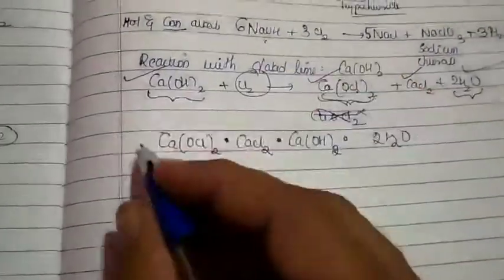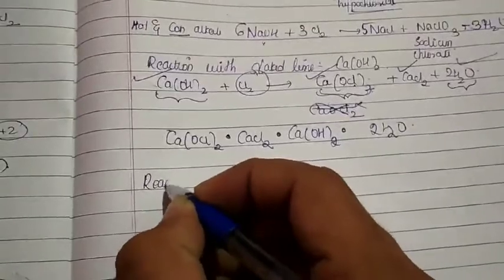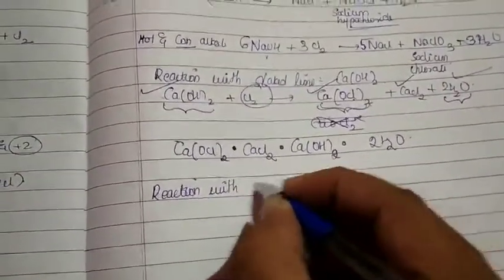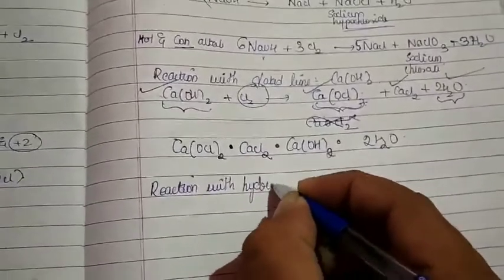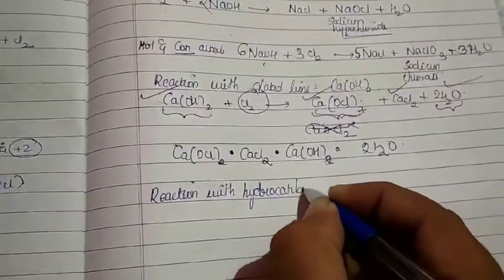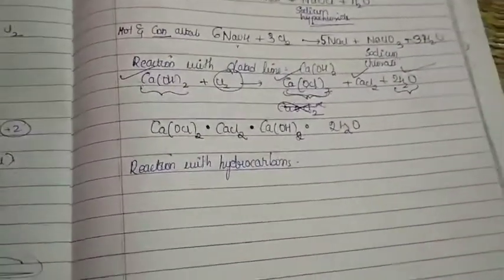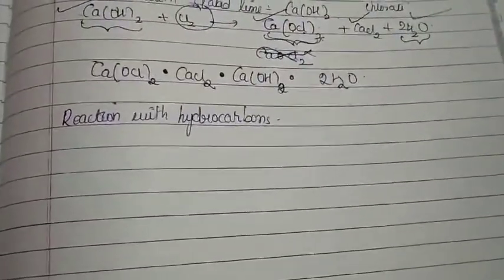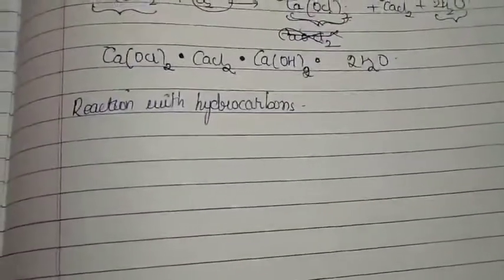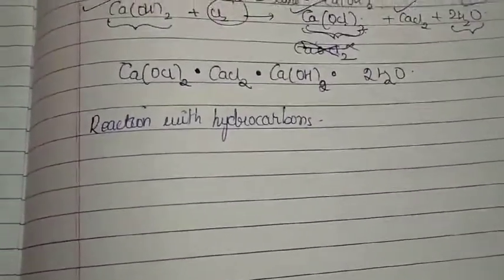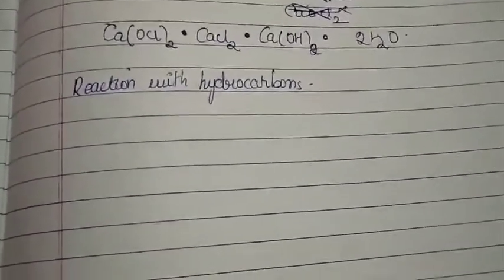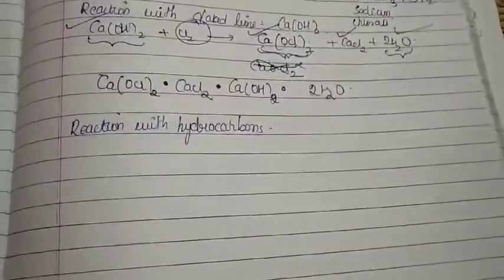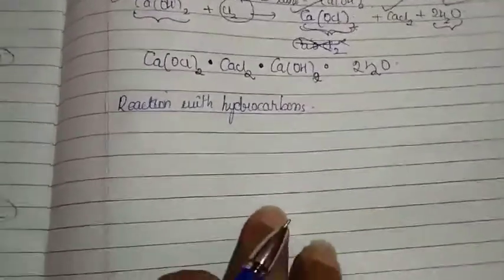Coming now to the reaction with hydrocarbons. Whenever you talk about the reaction of hydrocarbons with chlorine, we are going to see two important types. That is, what happens when your chlorine reacts with a saturated hydrocarbon, and similarly what happens when it reacts with an unsaturated hydrocarbon. Of course, it is a 1 marker question and also important for your competitive exam. Why am I saying so?